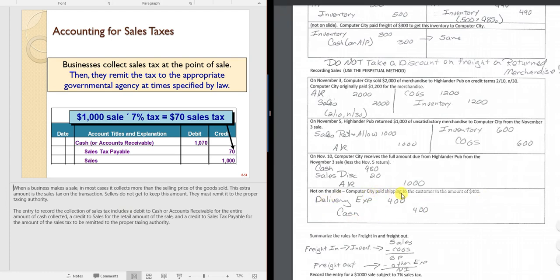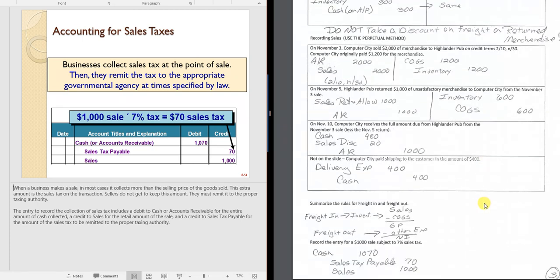Oh, not on the slide. Delivery expense. So in delivery expense, if Computer City paid shipping, if Computer City is the seller, when they pay shipping, it's called transportation out or freight out. Transportation out and transportation in are two completely different things. So when we buy inventory, not sell it, it's freight in, obviously. Freight in gets added to the cost of the inventory, and when I sell my inventory, it goes through cost of goods sold. Freight out is a selling expense.